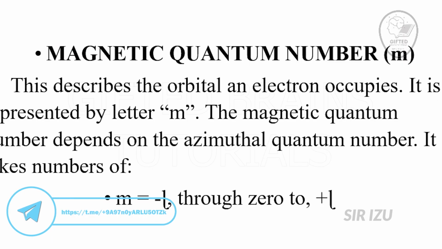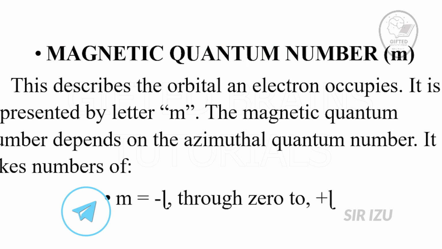We move to the next quantum number, which is the magnetic quantum number. Yes, this describes the orbital the electron is occupying. When we talk about the P, we could have Px, Py, Pz. When we talk about the magnetic, it tells us whether this electron should be in the px, the py, or the pz.